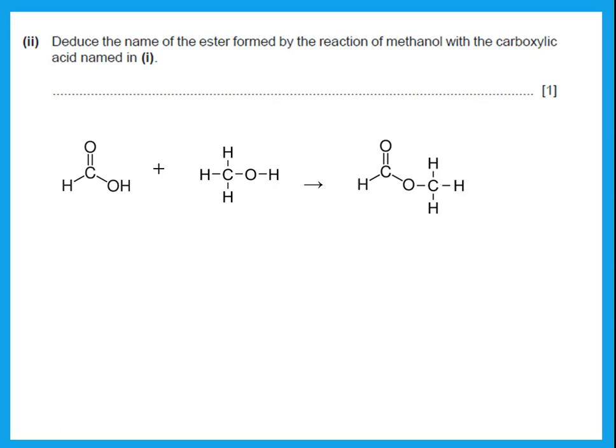Now what would be the name of this? We said when we draw, we start with the acid, but when we name, we start with the name of the alcohol. Which alcohol did we use? Methanol. Then it is methyl, and the acid was methanoic, then that will be methanoate. So the name is methyl methanoate.